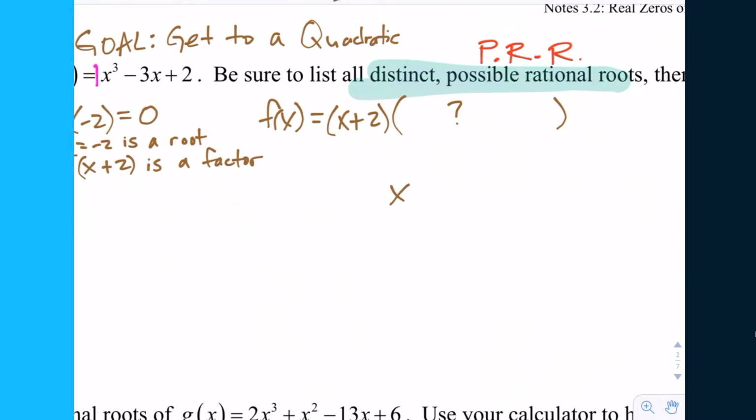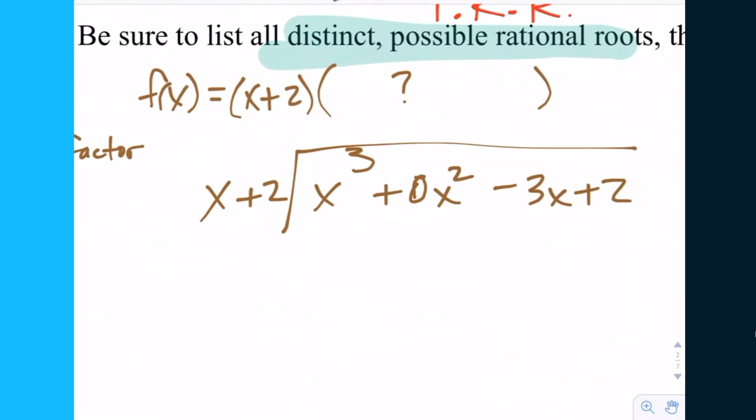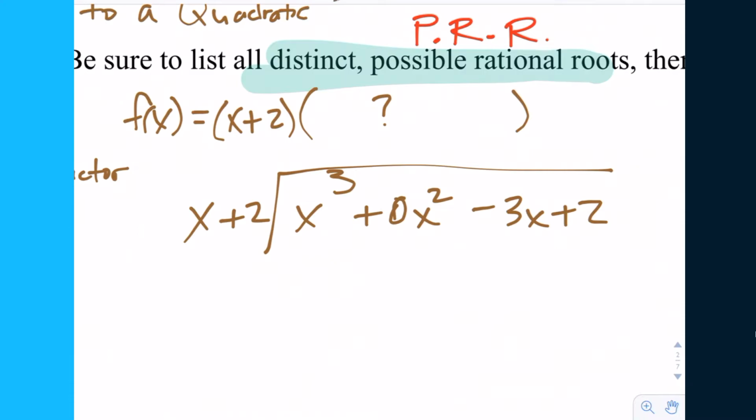So underneath here, we're going to put x cubed minus 3x. Since we're doing division, let's put a placeholder for the x squared term that's missing, and then minus 3x plus 2. That's going to be your dividend, and on the outside, I'm going to put x plus 2. And I should get a remainder of 0 here because I know that negative 2 is a root, so x plus 2 is a factor. So, long division of polynomials.